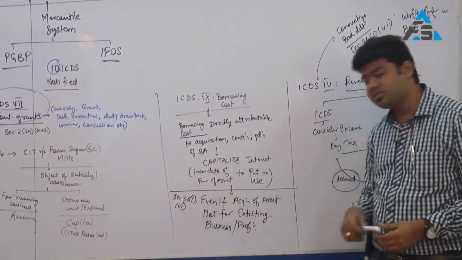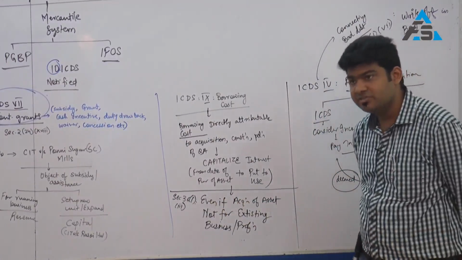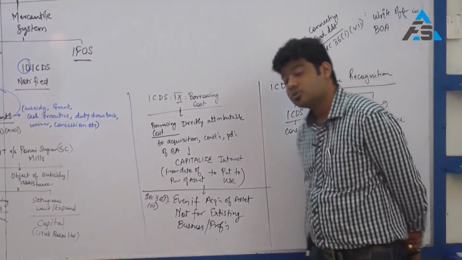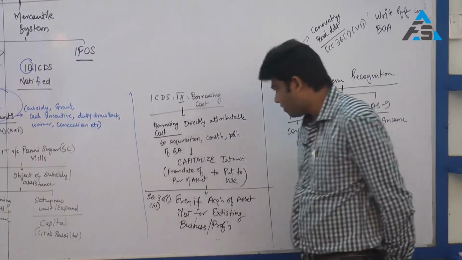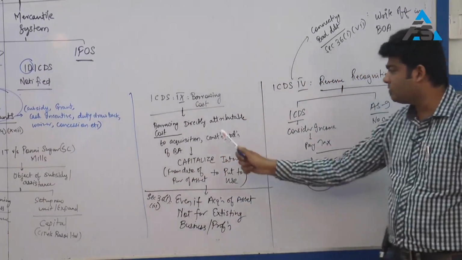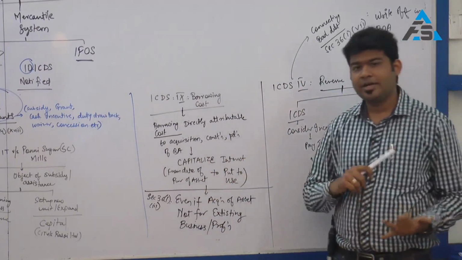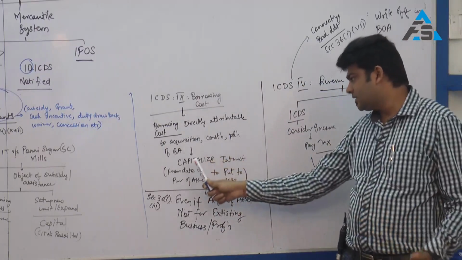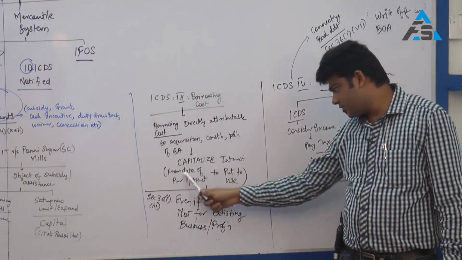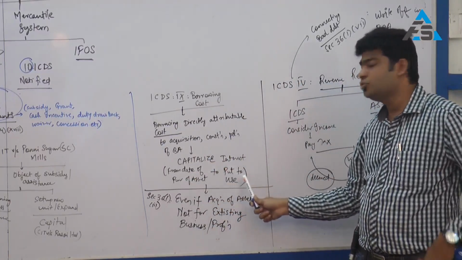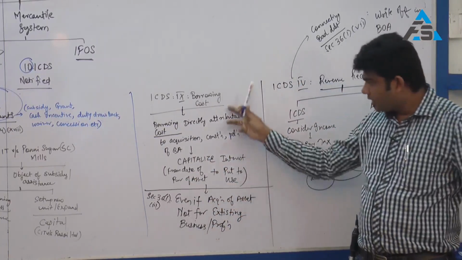So there is section 36 subsection 1 clause 3, which speaks of interest on borrowed capital. So borrowing cost, your AS 16, which is borrowing cost directly attributable to acquisition, construction or production of a qualifying asset. Can be building, machinery, all of those assets. Capitalize interest from the date of purchase of the asset to the date the asset is put to use. This is what ICDS says.